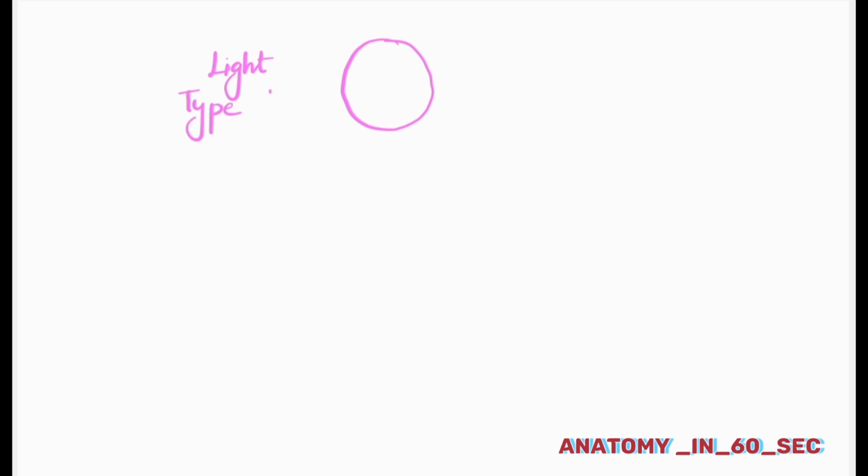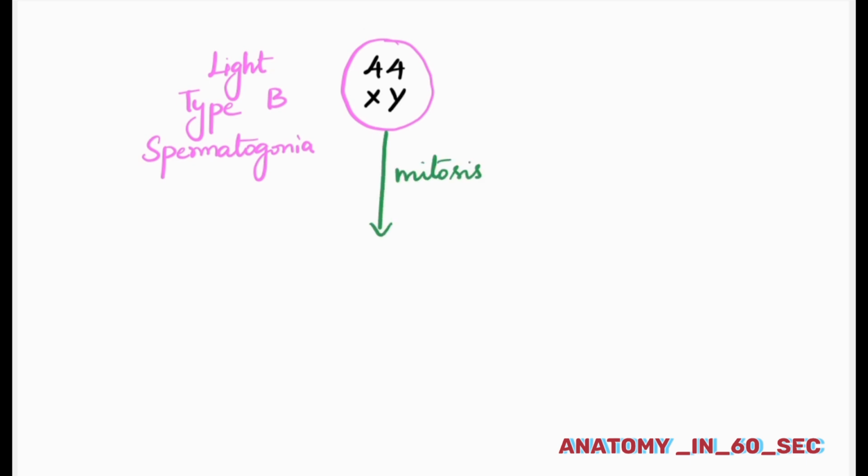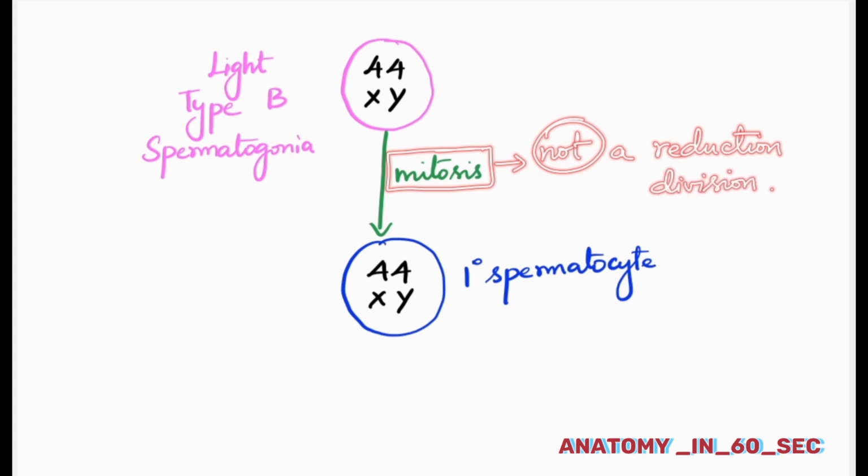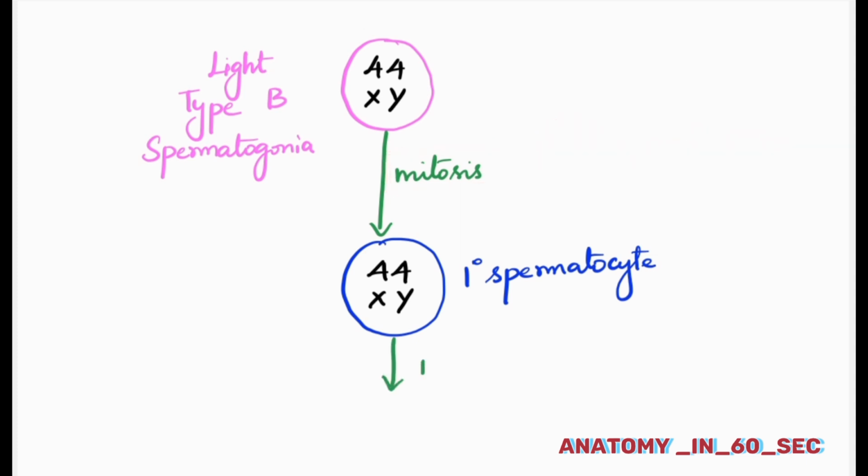So, let's take only the light type B. This has a chromosome number of 44XY. It undergoes mitosis and hence forms the primary spermatocyte. What would be the chromosome number? It is 44XY because in mitosis the chromosome number remains constant. That's why it is said that mitosis is not a reduction division.